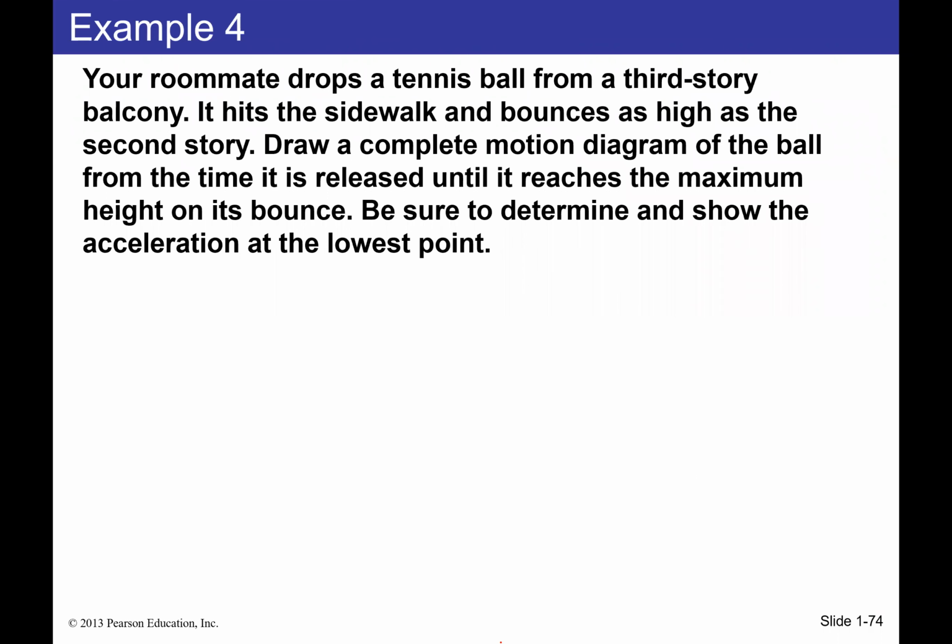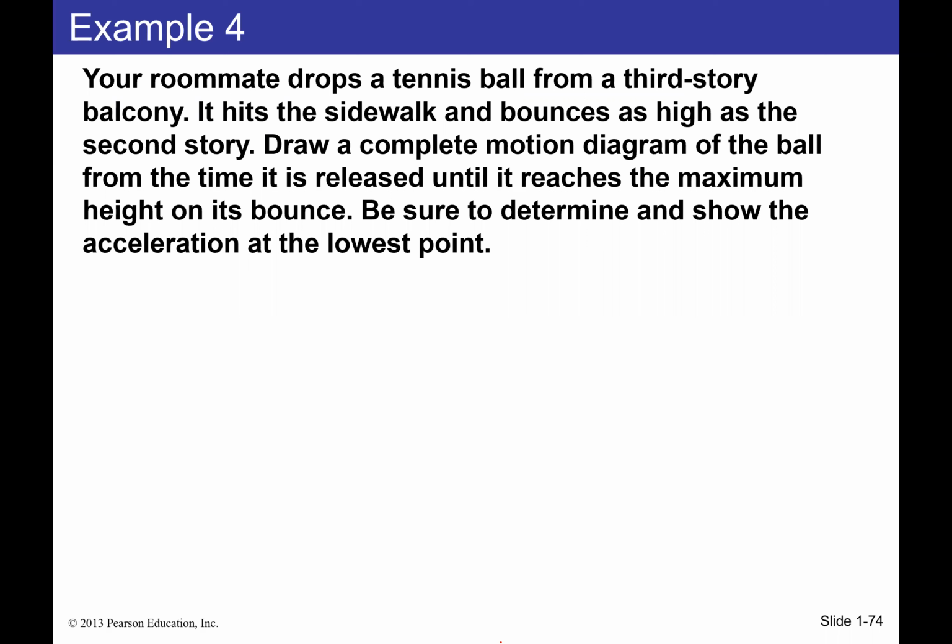All right, so here's a simple problem. Again, most of the things in this chapter are simple, then we're going to be moving to more problem solving starting next chapter. So your roommate drops a tennis ball from a 3rd-story balcony. It hits the sidewalk and bounces as high as the 2nd story. Draw a complete motion diagram of the ball from the time it is released until it reaches the maximum height of its bounce. All right, be sure to determine and show the acceleration at the lowest point.